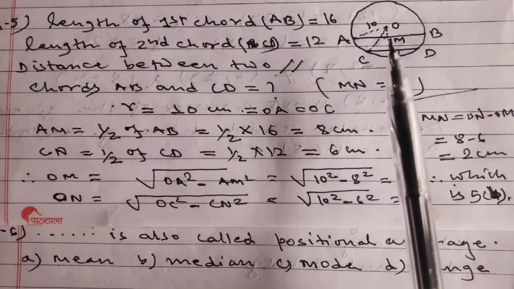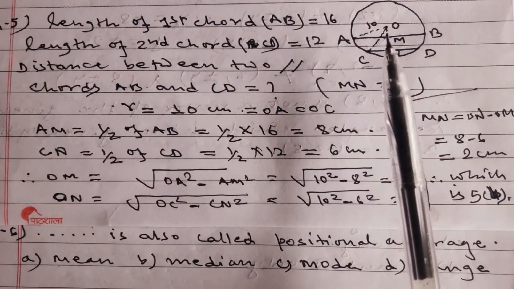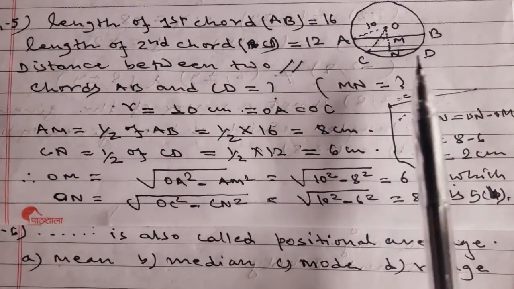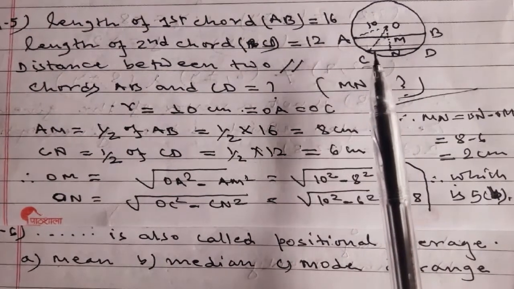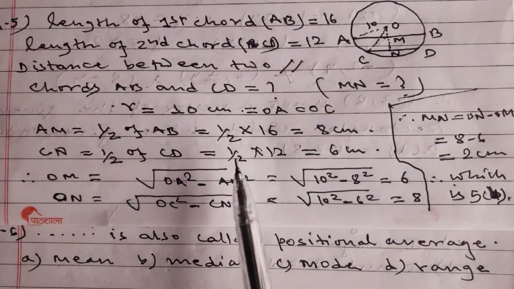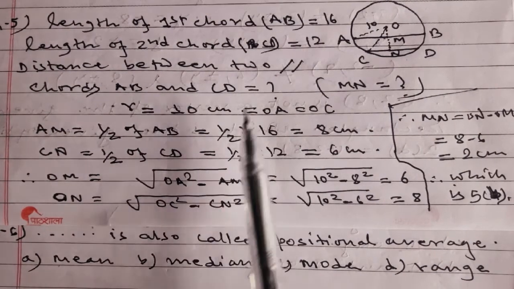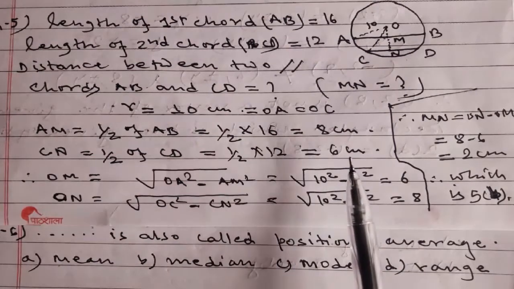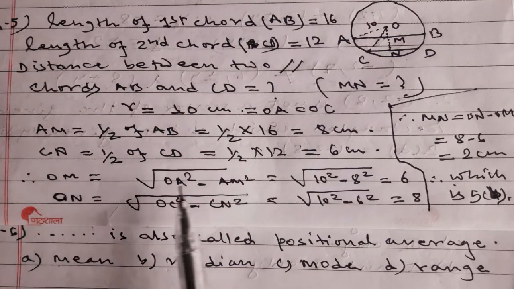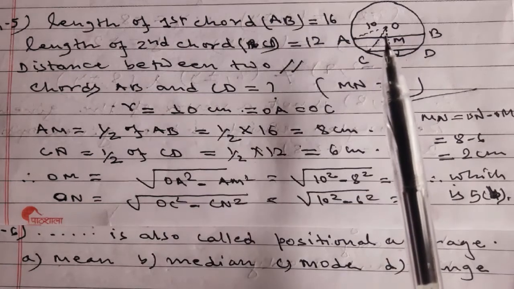Similarly, the perpendicular drawn from the center to the second chord bisects the chord. That means ON bisects the chord CD. So CN will be equal to half of CD, which is equal to half into the length of CD, which is 12. So 1 by 2 into 12, we get 6 centimeter. Now we can easily find OM.